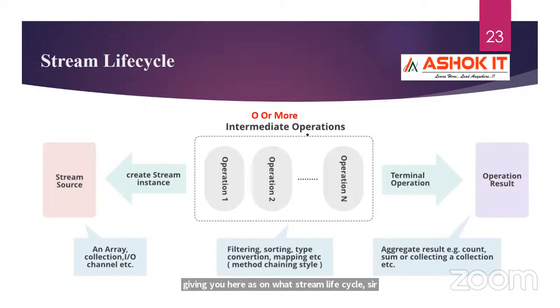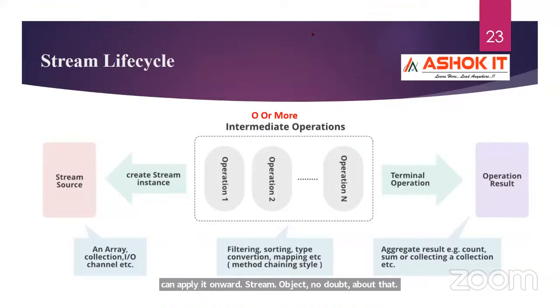So can we apply more than one intermediate operation on the stream object? Can you please confirm? Sir, these are the types of questions you will get in an interview. Is it possible to apply more intermediate operations on the stream object or not? Happily, sir. As many intermediate operations as you like, you can apply on the stream object. No doubt about that.